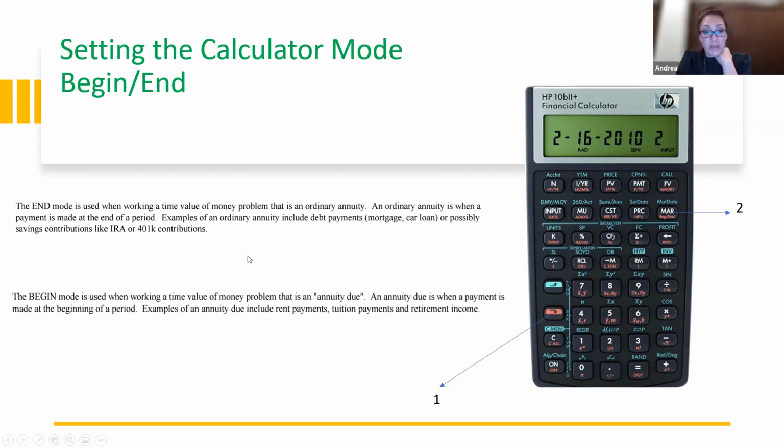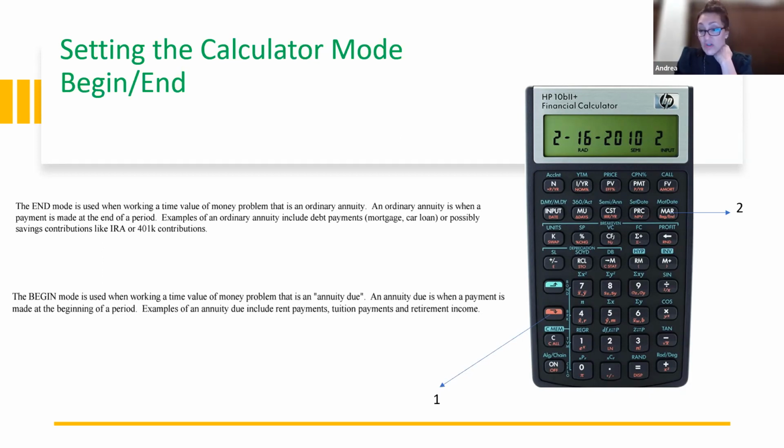The end mode is used when you're working with an ordinary annuity, when a payment is being made at the end of a time period, like a mortgage. When you buy a car or a home and close on it, they say you get a whole month free. You get a month that you don't have to make a payment, because you're paying at the end of the period, not at the beginning. Savings contributions like IRAs or 401ks could be made at the beginning of the month or the end of the month.